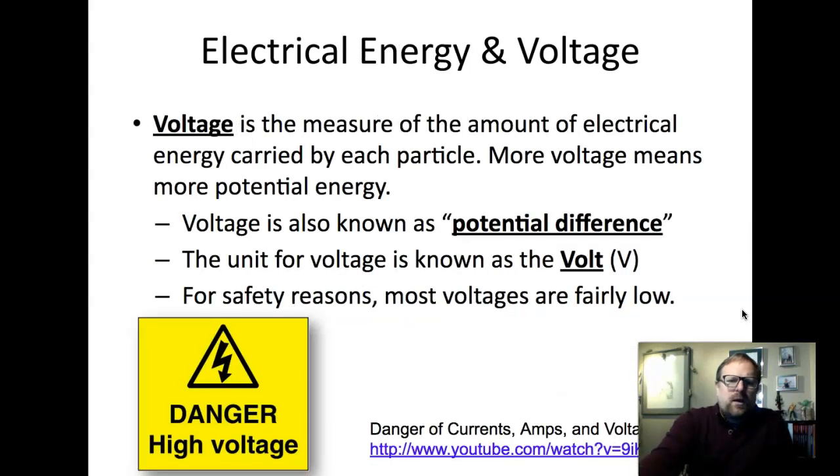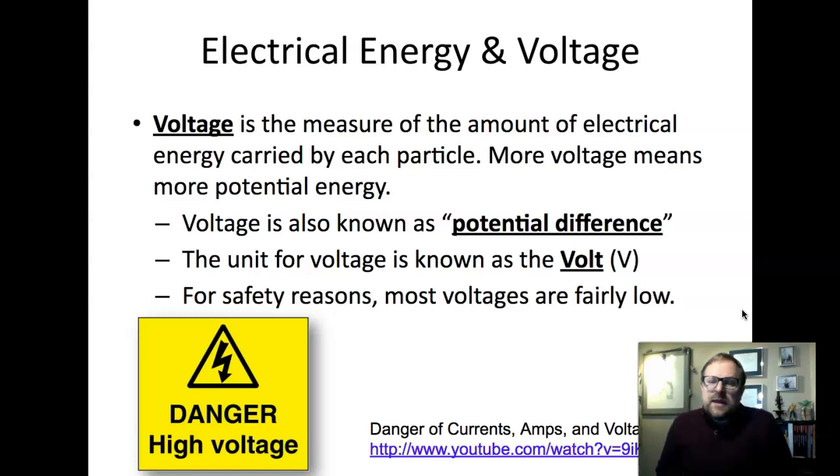Okay. I wanted to talk a little bit about voltage. When we talk about current electricity, we always talk about amps, we talk about volts, and later on we'll talk about resistance, which we'll get to later on. Voltage is the measure of the amount of electrical energy carried by each particle. More voltage means more potential energy. So a higher voltage power source means that each particle has a whole lot of energy. A lower voltage power source means each particle has not as much energy. So voltage is also known as potential difference, and we measure voltage in what's known as the volt.